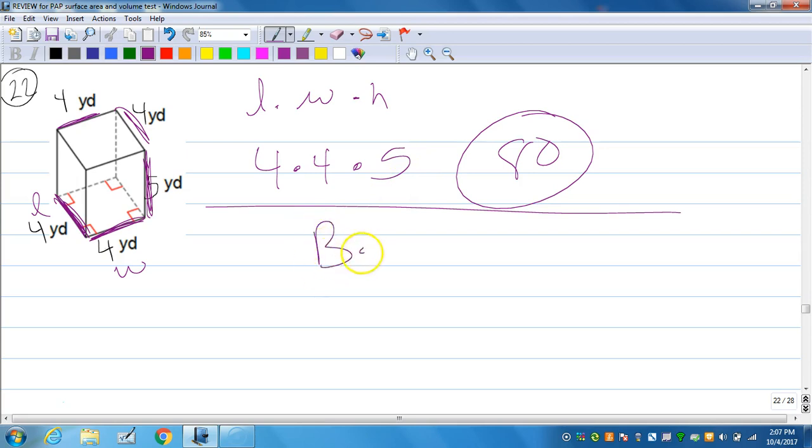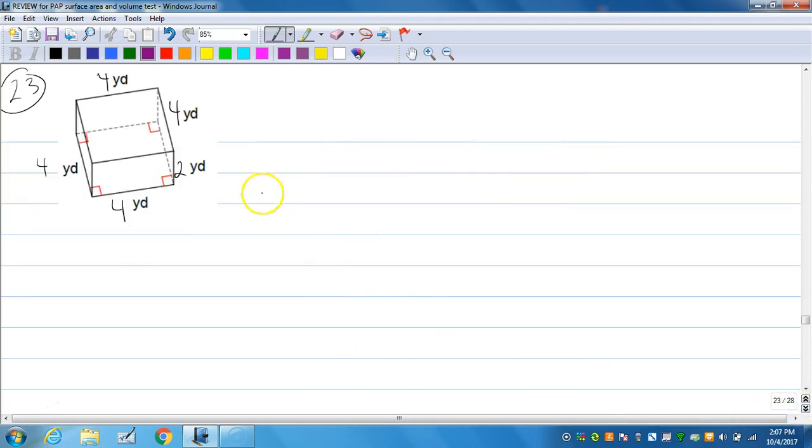If you don't want to do it that way, it's B times H. The base is the bottom. How do you find the area of the base of the square? It's 4 times 4. And then times the height is 5. It's the same formula, right? It's just easier just to do length times width times height. It only works with regular boxes. This is a rectangular box, so you can do it again.